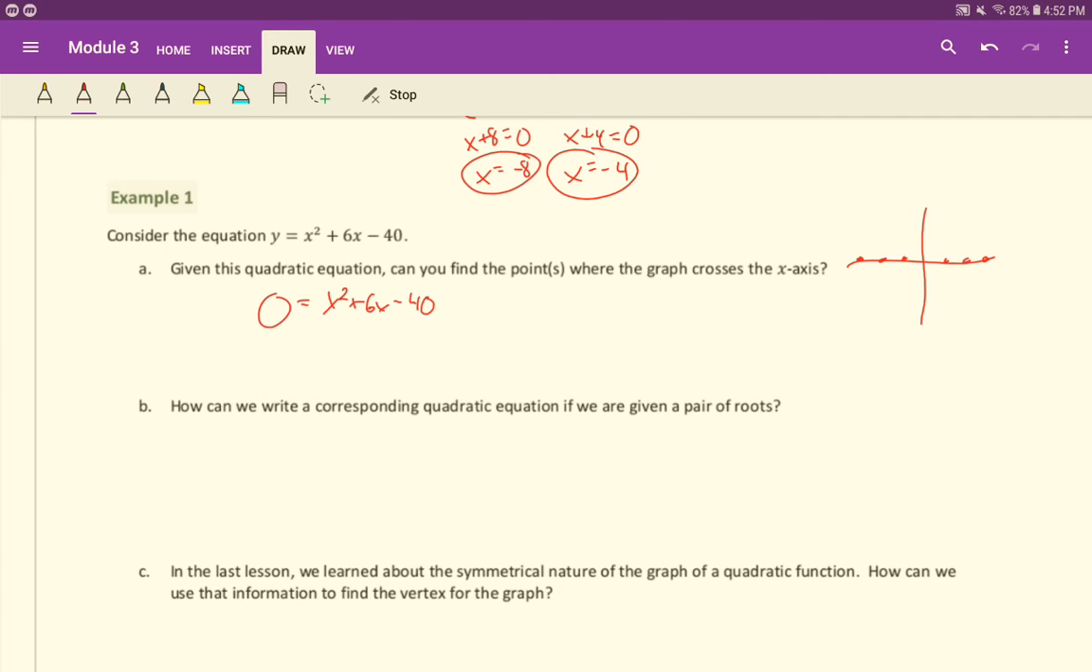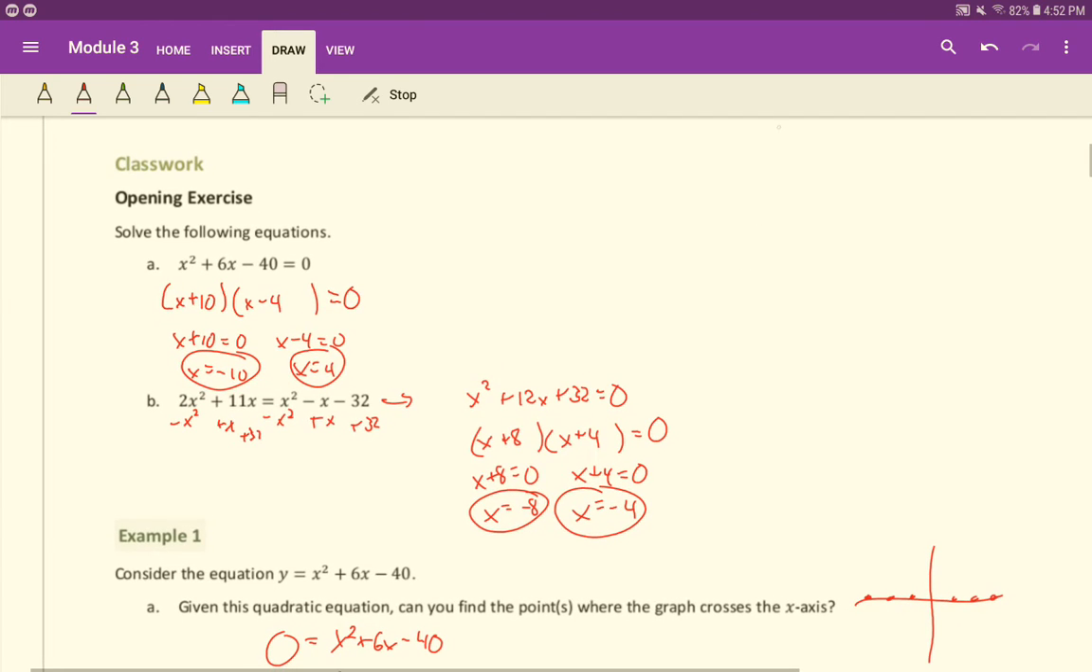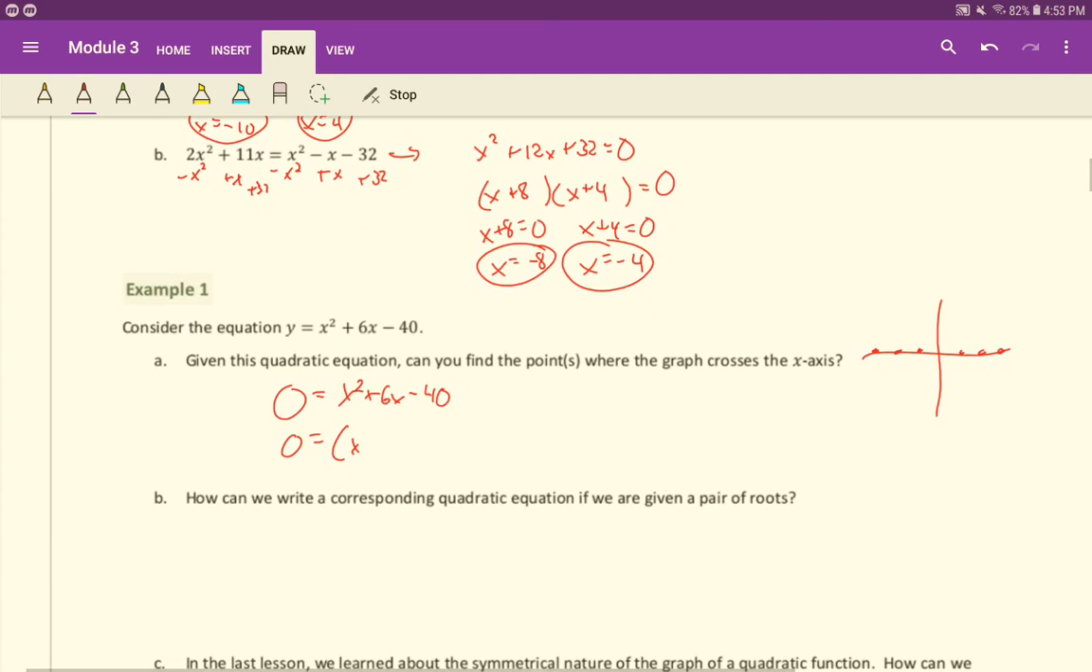Okay, so factor it. And again, this is from before, right? Yep. And so it's just going to be x plus 10, x minus 4. So in other words, x equals negative 10 and x equals 4. Those are our x-intercepts.